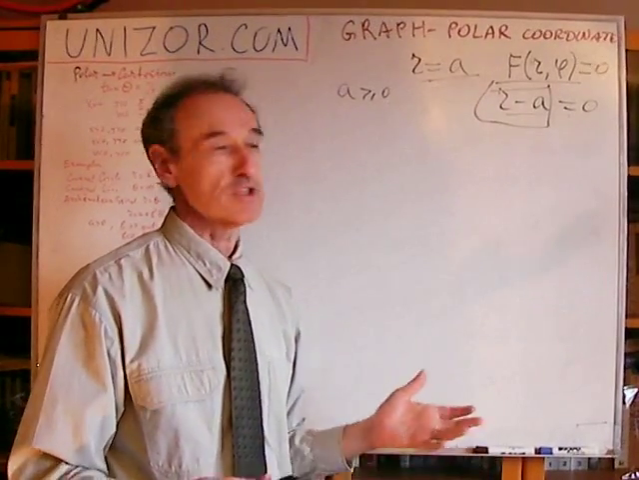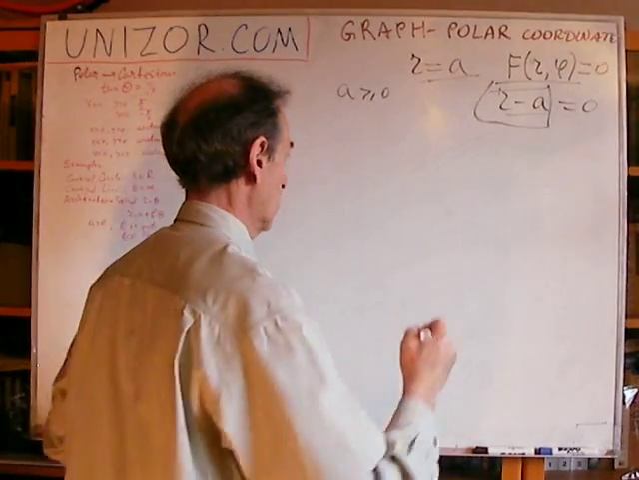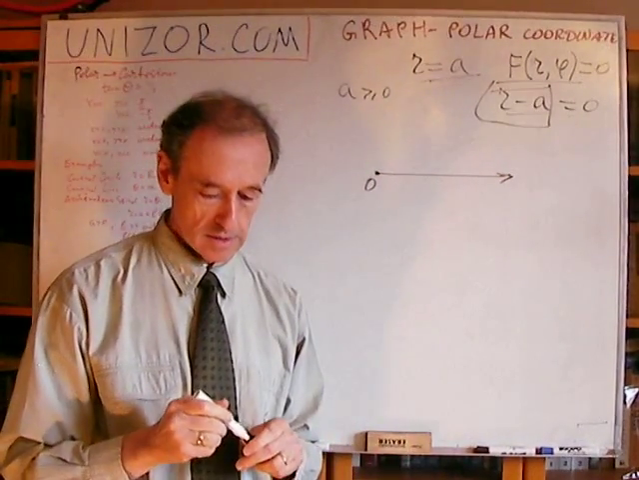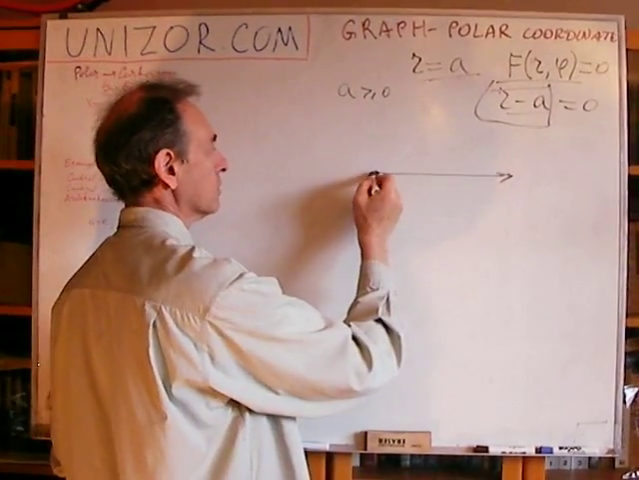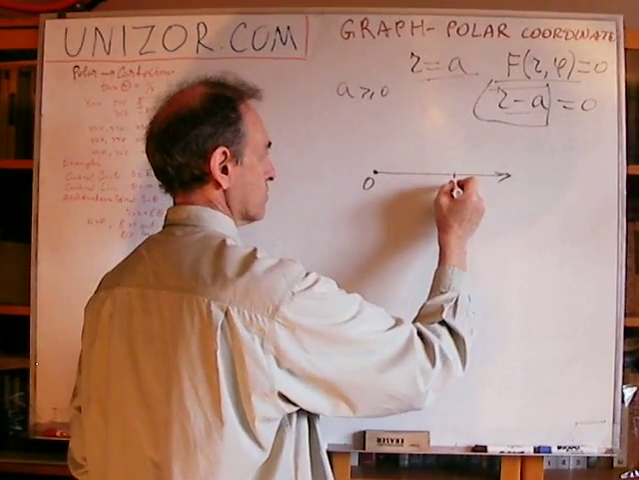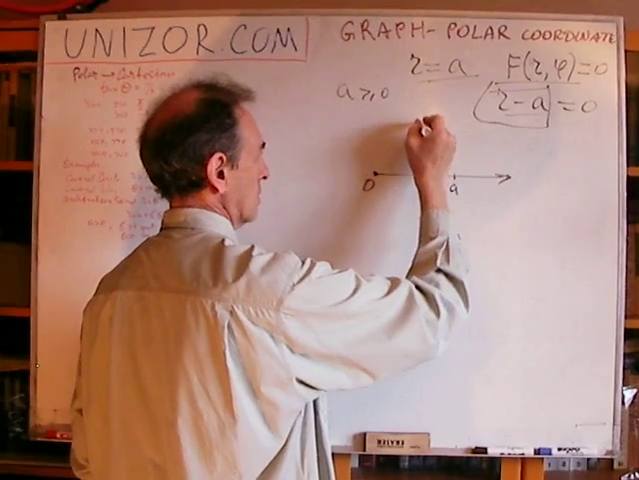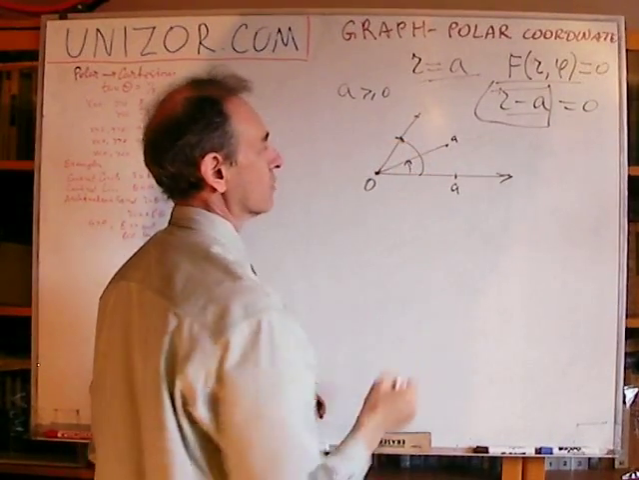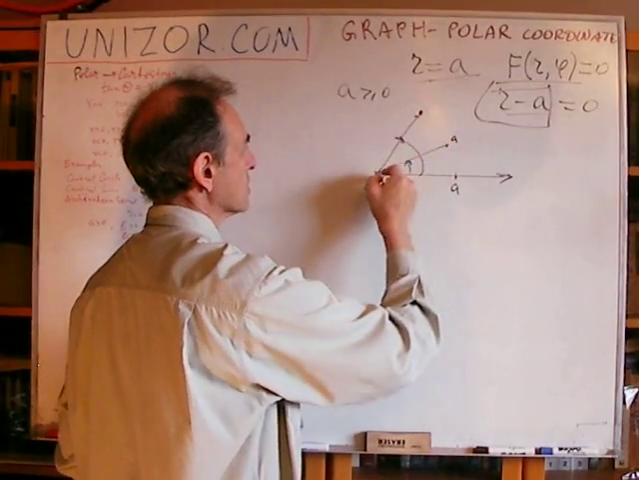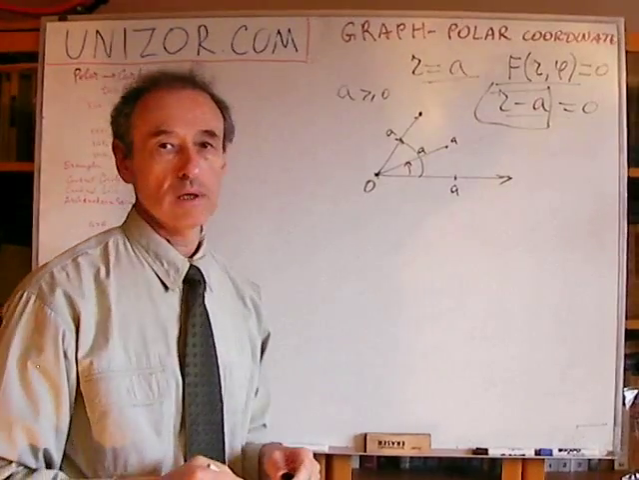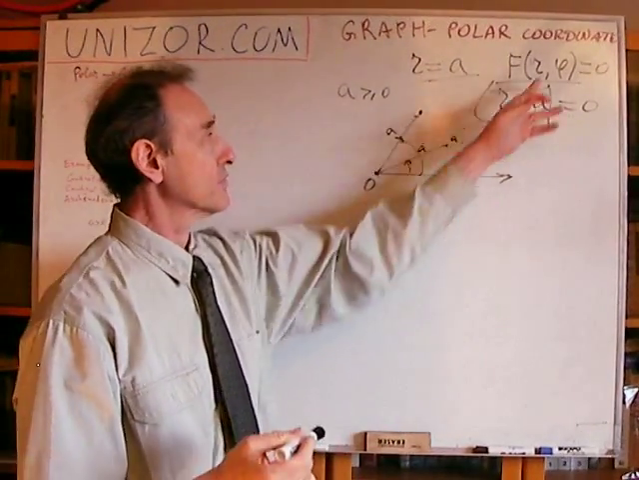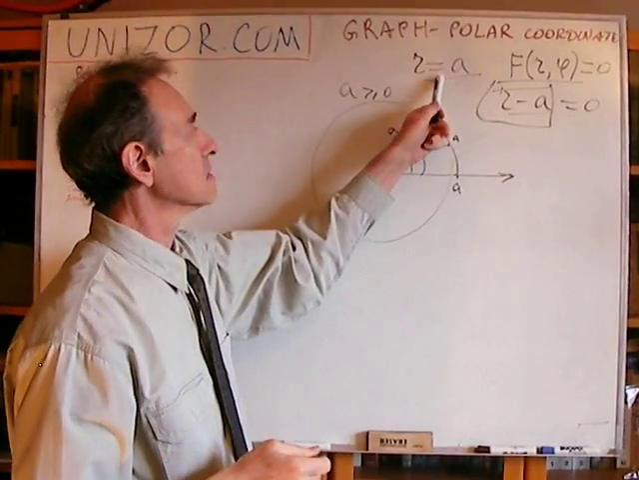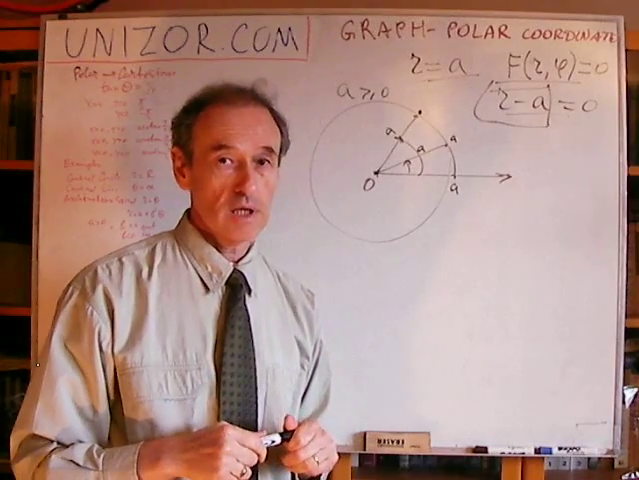So let's draw the graph of this particular equation. Well, this is our pole. This is our polar axis. And what we are saying is that any point on a distance a, which is this point, this point, this point, regardless of the angle, this angle or this angle, doesn't really matter. So regardless of the angle, any point which is distanced by a from the pole would lie on the graph of this particular equation. So what is it? Well, obviously this is a circle. So this is an equation of the circle in polar coordinates.